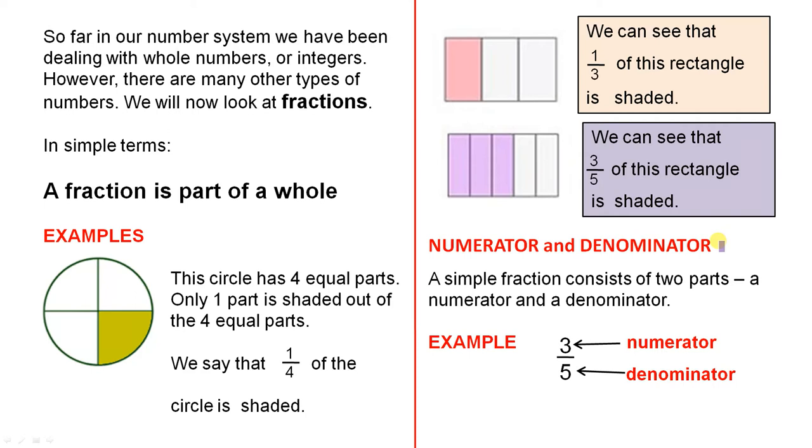Now let's look at the words numerator and denominator. A simple fraction consists of two parts, a numerator and a denominator. Let's look at the fraction 3/5 as a simple example. The numerator is the 3 and the denominator is the 5. So the numerator is always on top, the denominator is on the bottom.